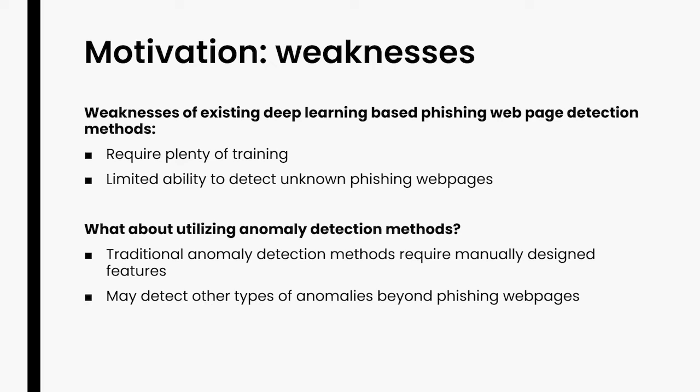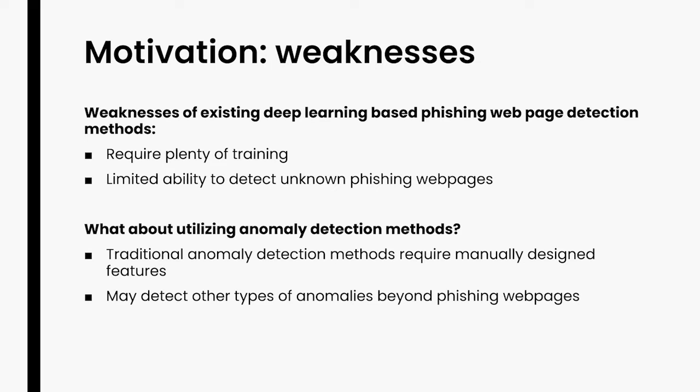However, these supervised deep learning-based methods require plenty of training samples to learn accurate decision boundaries. This limits the model's ability to detect unknown phishing web pages. On the contrary, anomaly detection approaches have stronger abilities to detect novel phishing web pages.